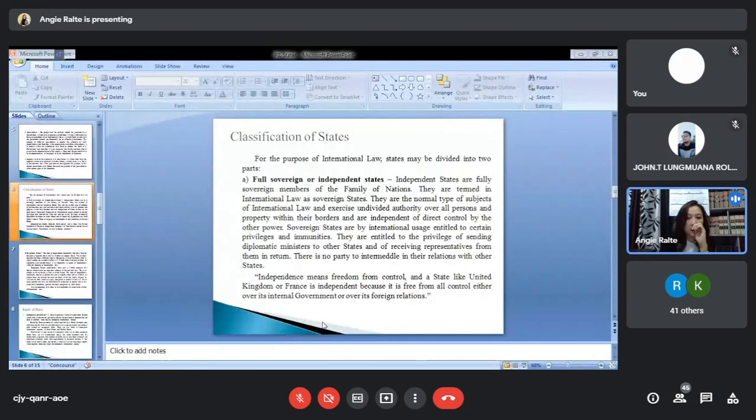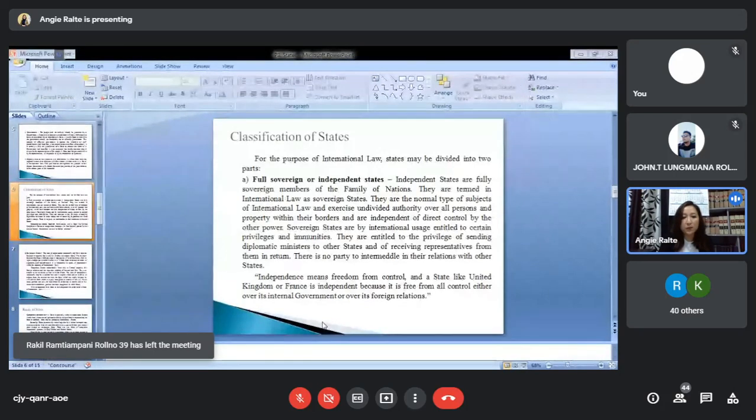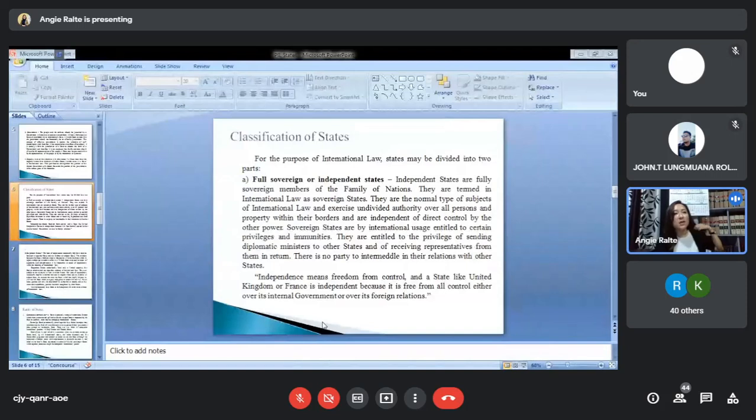So one classification of states: those that are full sovereign or independent states. Independent states are fully sovereign members of the family of nations. They are termed in international law as sovereign states. Normal type of subjects of international law, they exercise undivided authority over all persons and property within their borders and are independent of direct control by any other power. They are fully sovereign states.